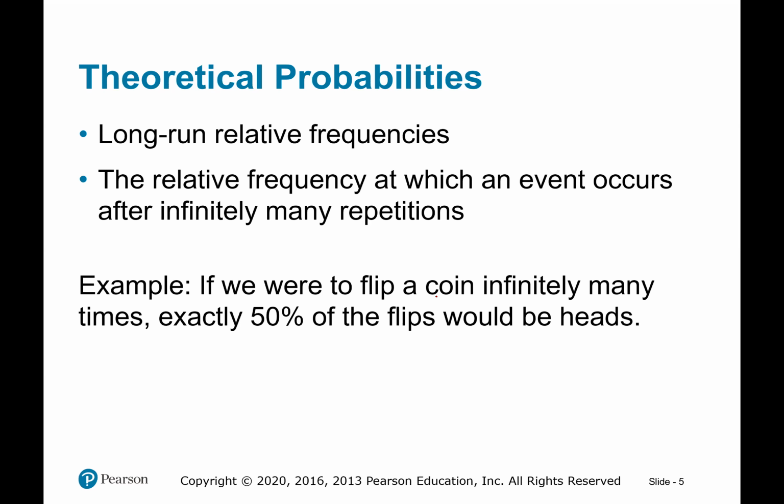For example, if you flip a coin infinitely many times, then exactly about 50% of the flips would be heads, right? So theoretical probability is always the long-run relative frequency, the relative frequency that would occur after infinitely many repetitions. So again, that is theoretical.